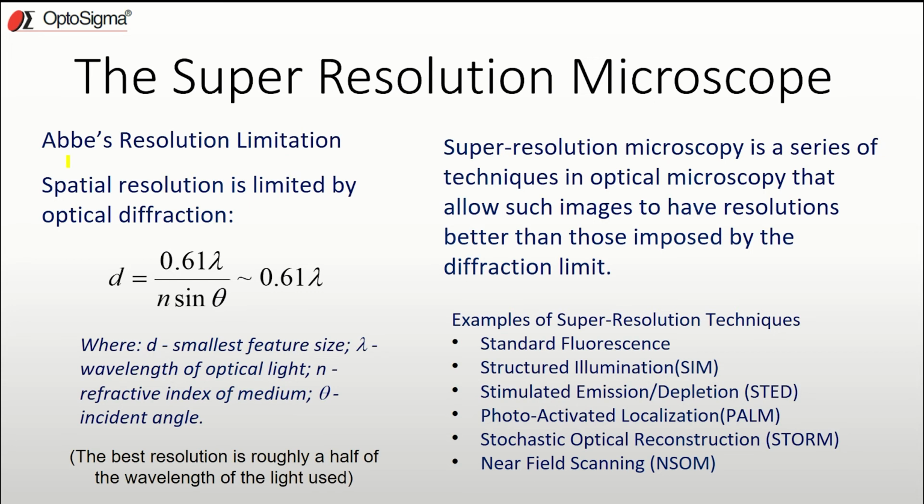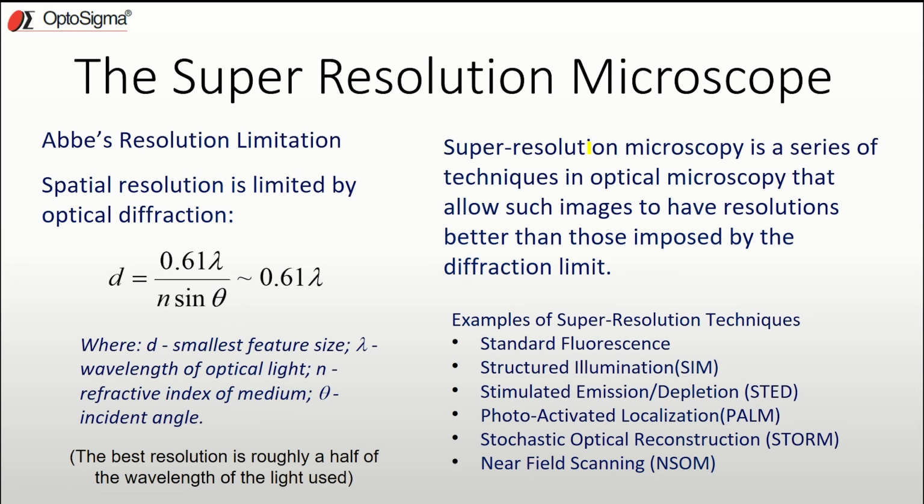Part of it was Abbe's resolution limit. Basically what he's saying is that spatial resolution is limited by optical diffraction. There's a nice equation here, but basically what it says is your smallest feature size, the smallest thing you can see under a microscope, is half of the wavelength of the light used. So typically for visible light, the smallest thing you can see is right around 200 nanometers, and that's what it said with the compound light microscope. So there needs to be something changed, and this is where super resolution microscopy comes into play.